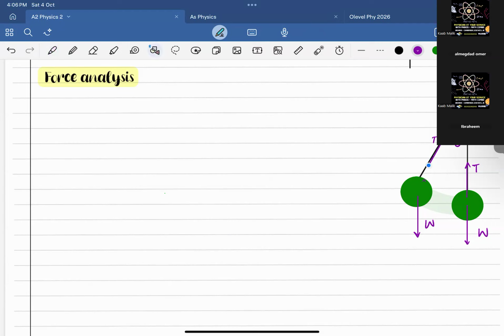Now, if we try to make two components of the tension, the first is going to be in this direction, and the second in that direction, right? The horizontal one will be T sine theta, and the vertical one will be T cos theta. So T cos theta basically gets balanced with weight, but T sin theta is unbalanced.